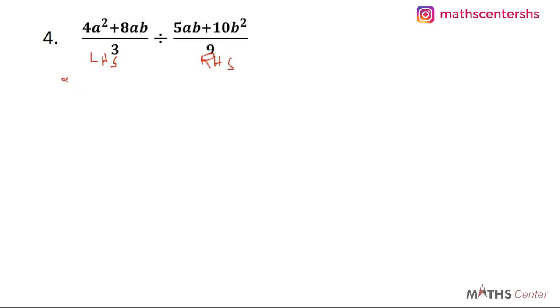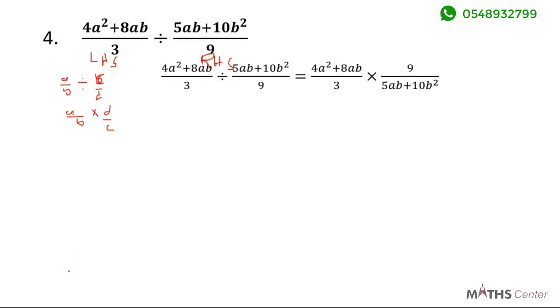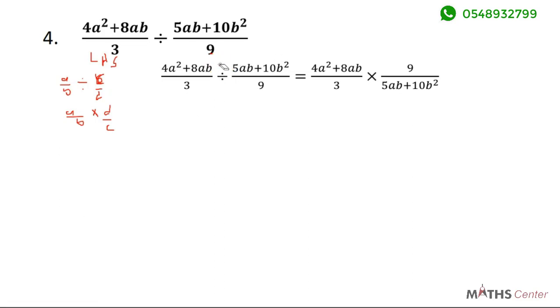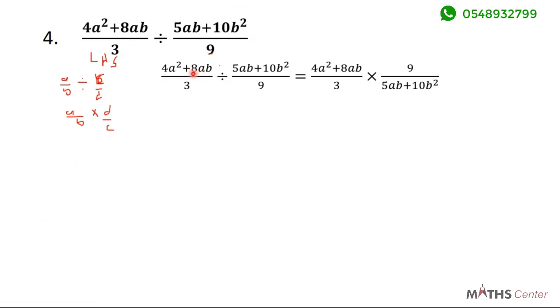So if you have a over b divided by c over d, this is what I mean. Keep what is on the left hand side, so keep a over b. Change the division sign to multiplication and rotate what was here, so d over c. So that is the exact thing we are going to do here. We are going to keep what was on the left hand side. So here I'm going to clean this so that you get what I want to do. Okay, so we will keep what was on the left hand side, which is 4a squared plus 8ab all over 3.